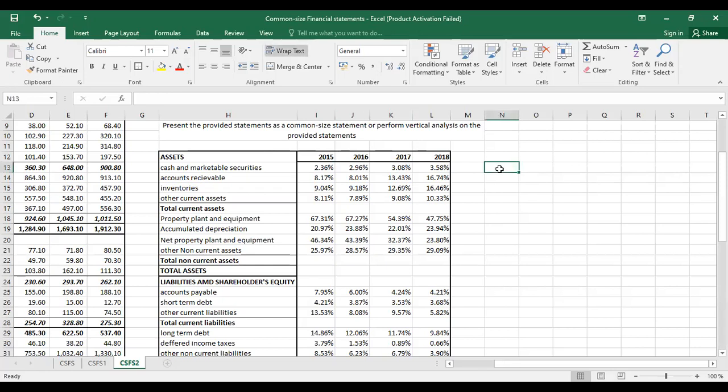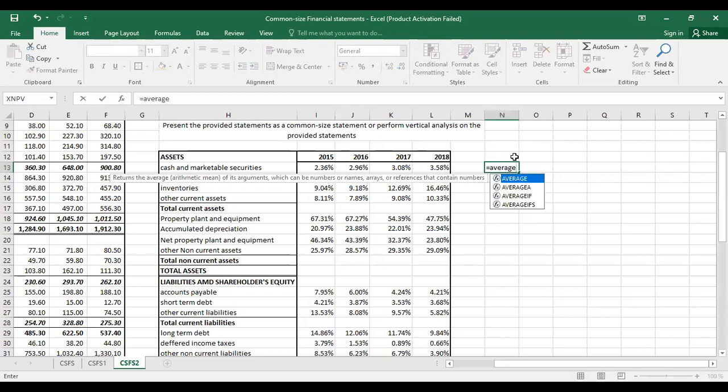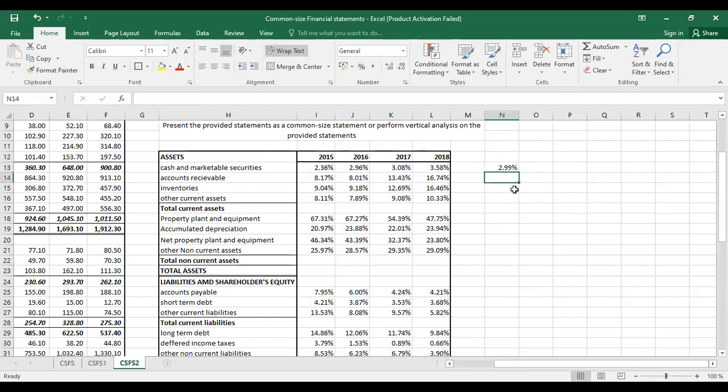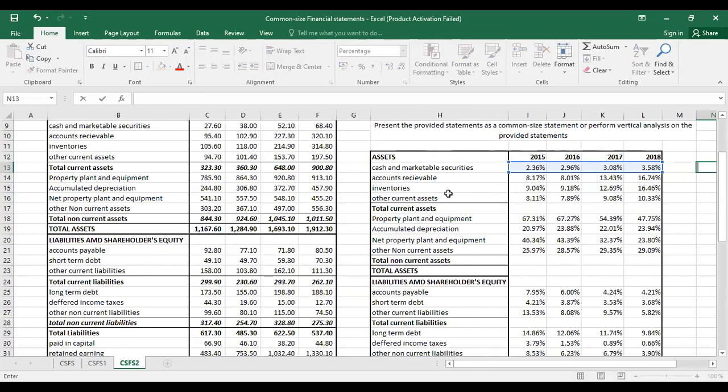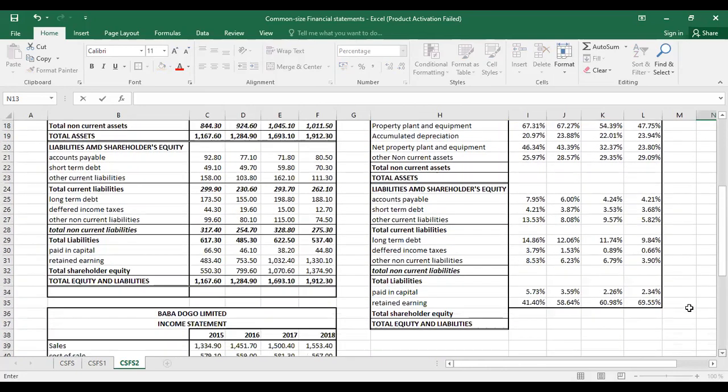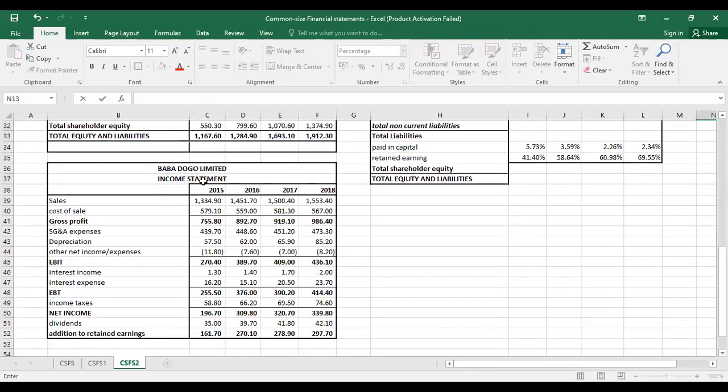So for the forecast, what you use, for example, here, you just do average. This one is just an example. You do average for the 4 years. So in forecasting, this is the percent you use. Forecasting common size financial statements is just the percentage. The balance sheet is presented as a percentage of total assets, while the income statement is presented as a percentage of sales. Control C, Control V.